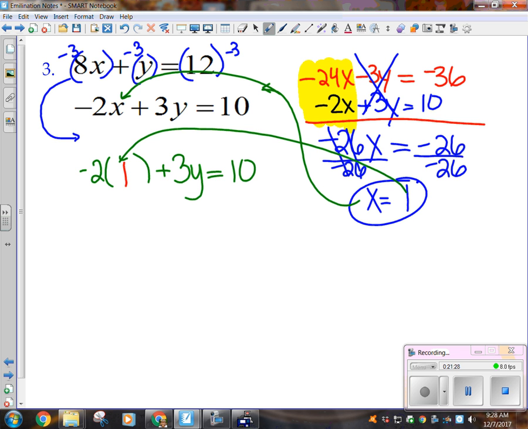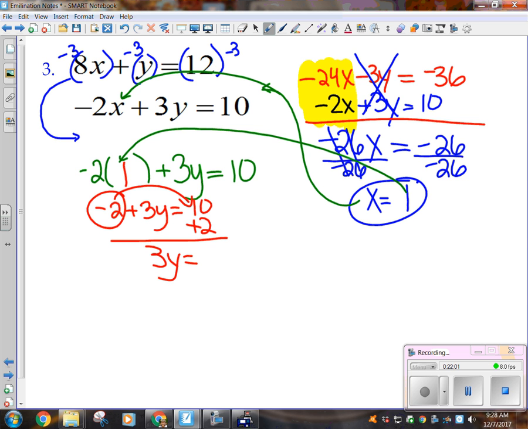Everybody see that? So this last step is the same one that we did yesterday. So it is elimination and then a substitution. Negative 2 times 1 is negative 2. What do I need to do to negative 2? Where do I need to move negative 2 to? Where do I need to move it, Lauren? Move it to the other side? What does it become when I move it over here? Positive 2. So I end up with 3y equal to, what's 10 and 2? 12. Divide both sides by 3. What's 12 divided by 3?